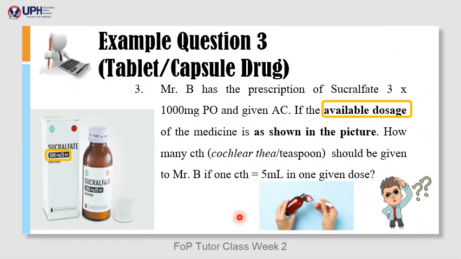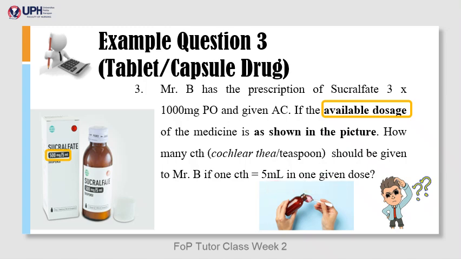Next question. So you have Mr. B. Prescription is sucralfate 3 times 1000 milligrams PO given AC, before food. Available dosage of the medicine is shown in the picture. So this one, as you can see, is 500 milligrams over 5 milliliters. So how many cochlear tea or teaspoons should be given to Mr. B if 1 teaspoon is 5 milliliters in one given dose?